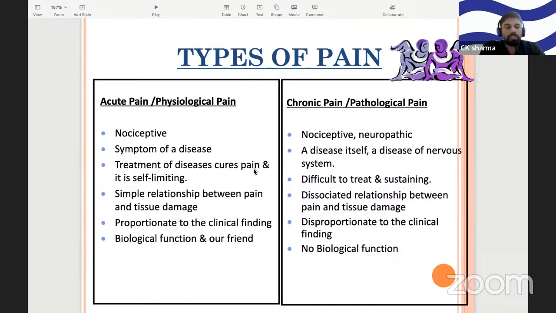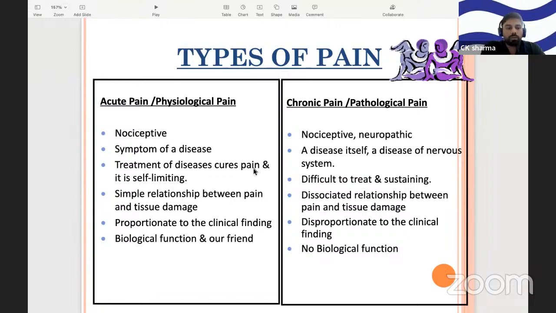And there is a simple relationship between pain and tissue damage. That is, the more the tissue damage, the more the pain. It's proportionate to clinical findings, and it's a biological function and our friend. So what does biological function and our friend mean? It means acute pain is a biological function acting as a warning sign to protect the body from further injury, and it prompts behavior that aids in healing and recovery. It can be considered our friend because it helps us avoid further damage to the tissues and organs.